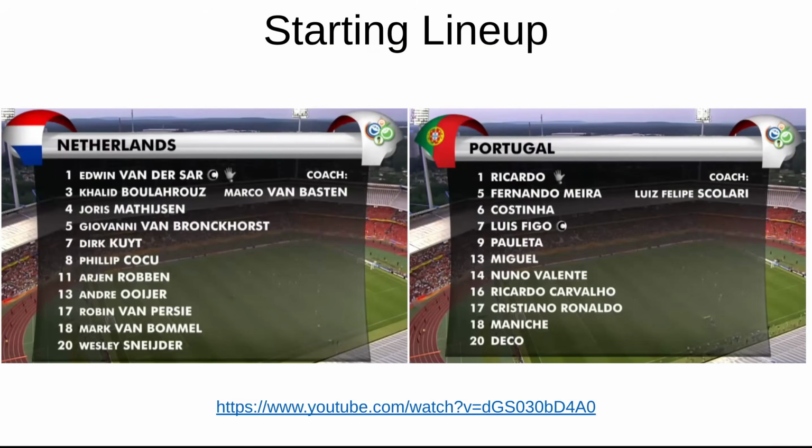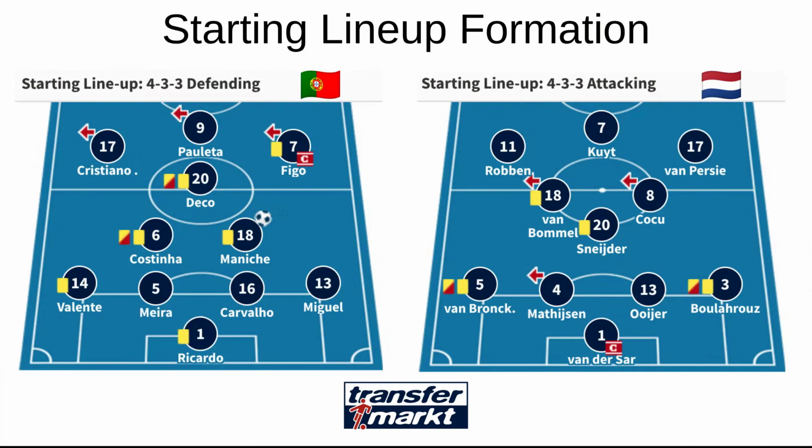When we look into the starting lineups for that match on the FIFA TV channel on YouTube, you just see the starting 11 players' names, but there is nothing about the formation that they played back in 2006. For this match, apparently we don't have that information. So I tried to find a public source like Transfermarkt to see what the starting lineup formation was for each team. Here you can see for the Netherlands, they have it as 4-3-3 attacking. And for Portugal, they call it 4-3-3 defending.